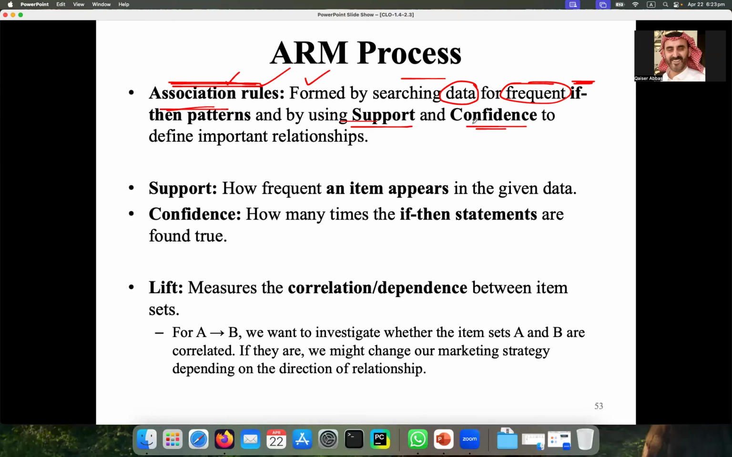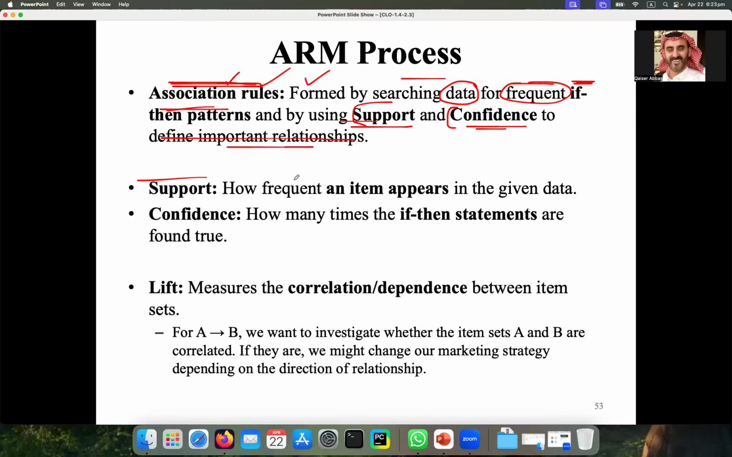Why do we use support and confidence? To define relationships. You can say we can build the association rules by finding if-then patterns by using support and confidence. This is called association rules. But now the question is, what is support and what is confidence? What is support?